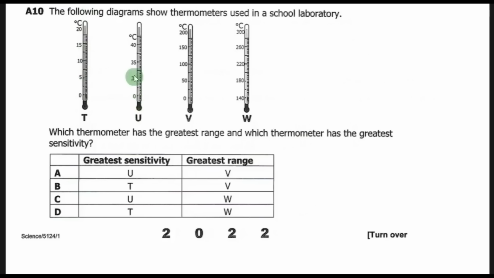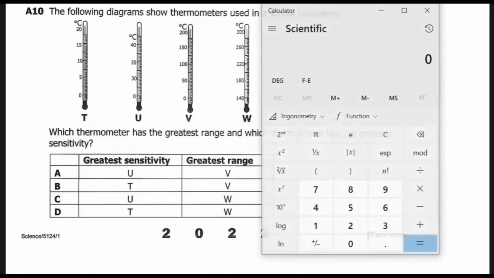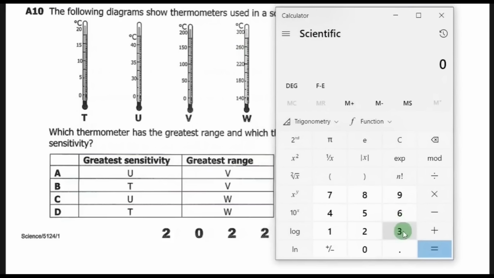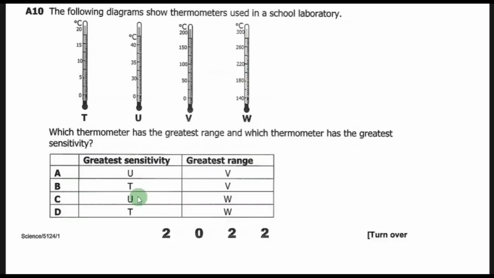For this one, 0 to 40. So the range is 40. For this one, it is from 0 to 200. So the range is 200. This one is from 140 to 300. So for us to know the range here, we say 300 minus 140 equals 160. So this is the range. So now we know here 40, here 20, 40, 200, here 160. So this one has the greatest range.